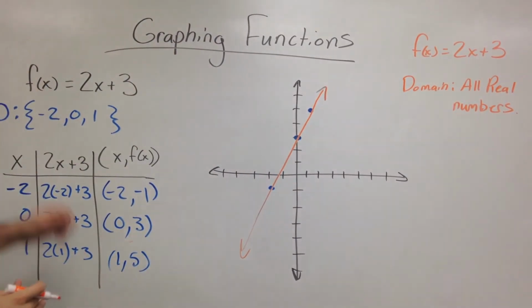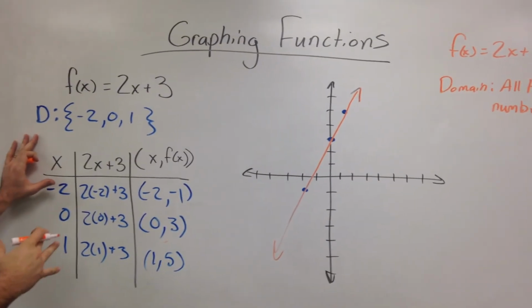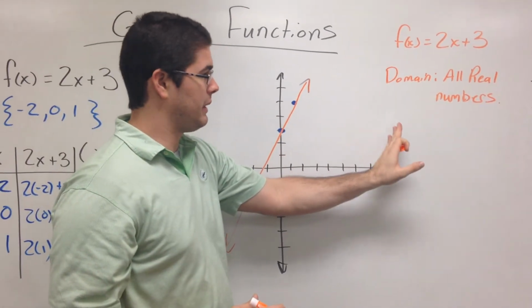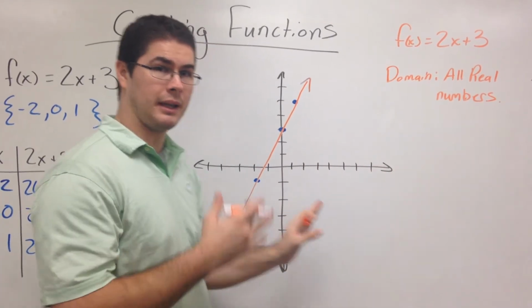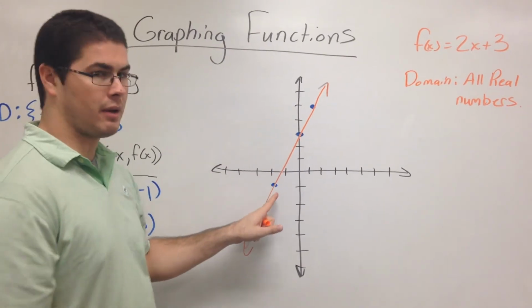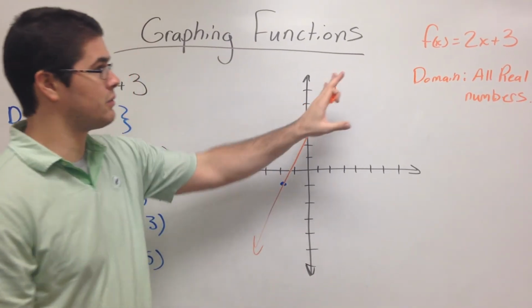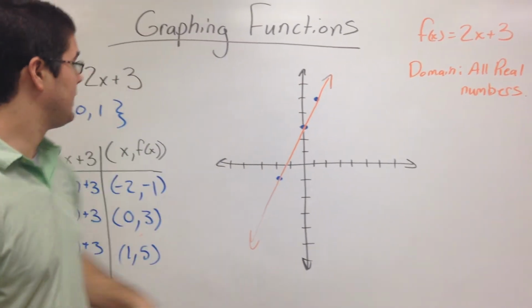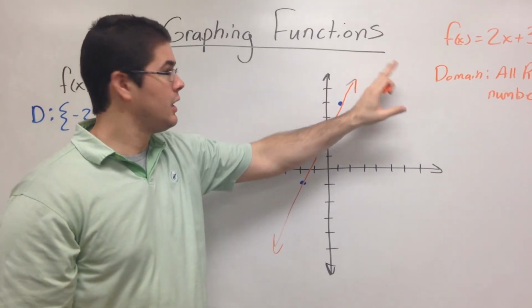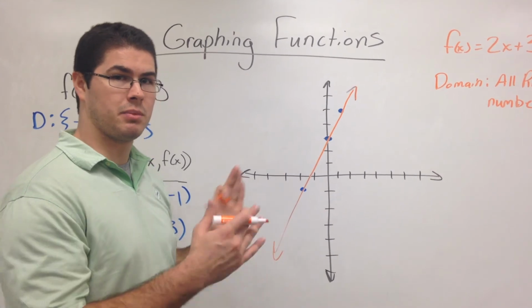So usually, of course, it wouldn't be as simple as we already have it worked out. But what you would have to do if you're given a domain of all real numbers is just pick random x values, plug them into the function, get your y values, plot these points on the graph, and then connect the dots. So the only difference between a domain of all real numbers and a specific domain is that when you have a domain of all real numbers, you connect the dots. Otherwise, you're just plotting the points.